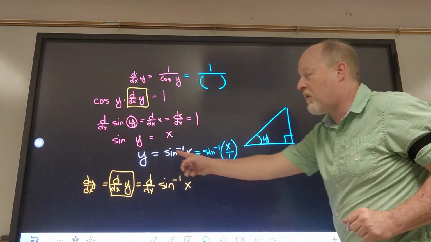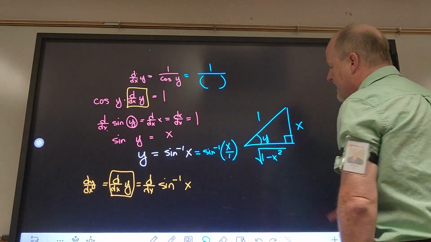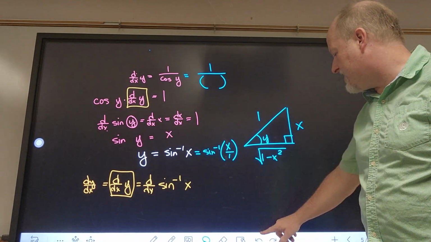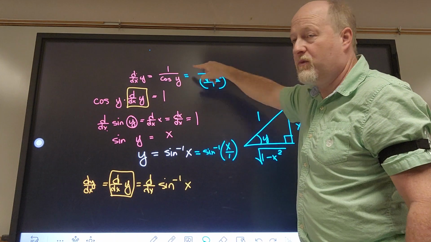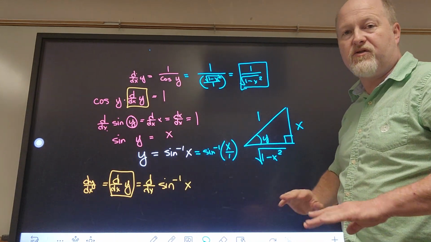We put angle y into the picture so that we know our opposite and our hypotenuse. One step of Pythagoras away, and you are done and can fill in what cosine of y is, because here's your tool for that. Simplify and you're done.